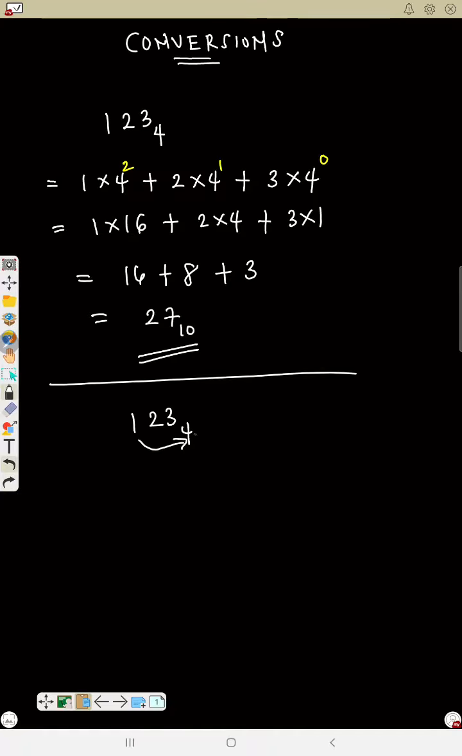1 times 4, 4 plus the next number 6. That 6 again times 4, 24 plus the next number 27. That means with this you may not write anything, you just convert straight to base 10. Okay, let's move on.